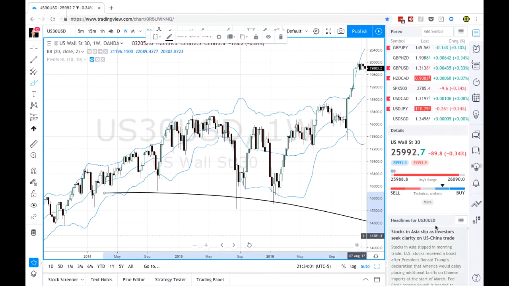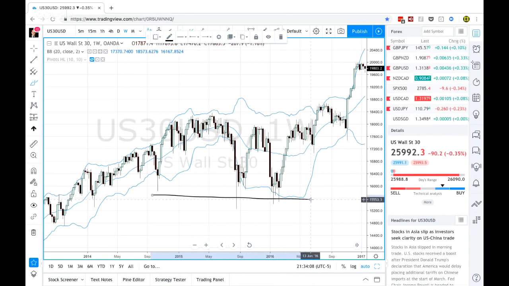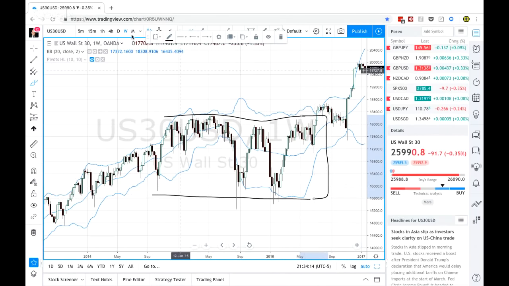First thing I see is that here we have a range. This range over here doesn't have to be a square; it could be some lines that you draw yourself. So, range. This is what you call a consolidation, so we'll just call it C.